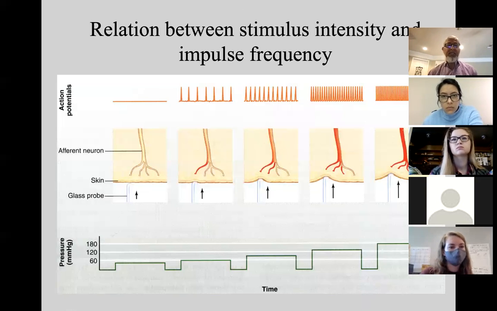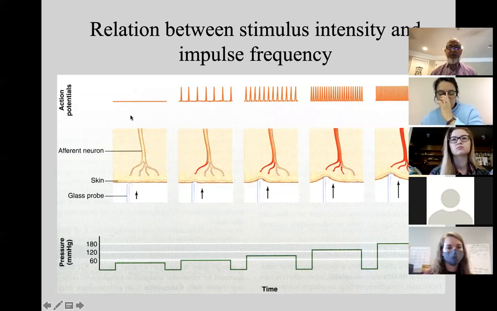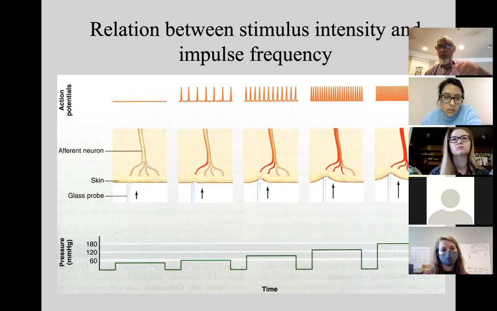Now, this one is the relation between the intensity of the stimulus and the frequency in the nerve action potential. As you increase the intensity, unless it is adapted, the frequency goes up. So the frequency of action potential depends on the intensity of the stimulus. Okay, now look at this one.